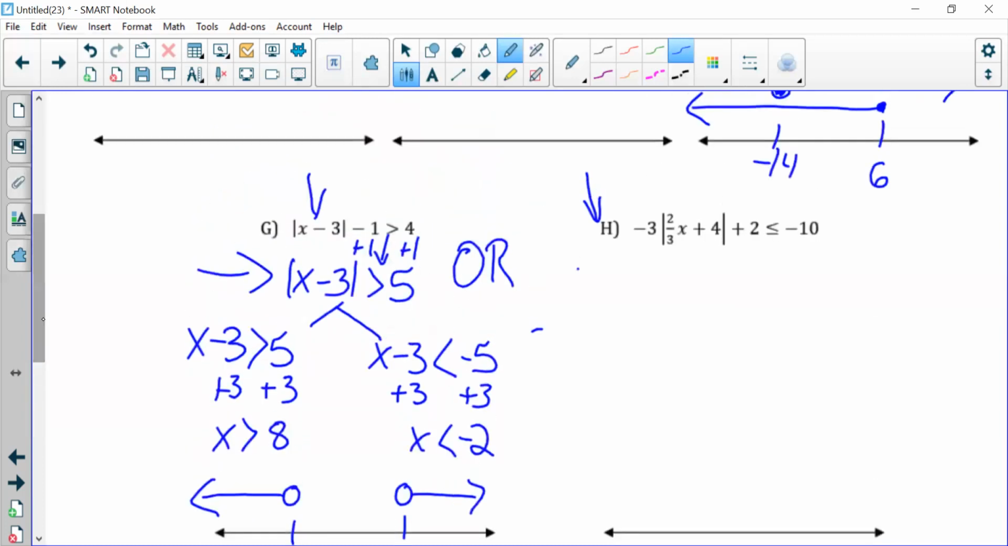All right, going back to H. And this is, again, probably the most difficult one on the page, but this is one I specifically want you to see and why I want you to see that we don't determine and or before we isolate. All right, so watch. We have to isolate the absolute value as our first step. So I'm going to subtract 2 from both sides.